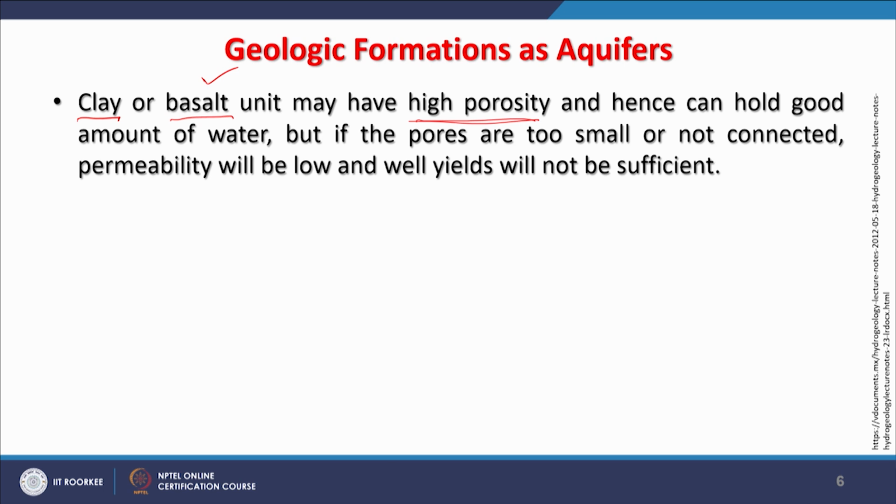Clay will have a lot of porosity, but let me tell you here itself, the permeability is very poor. That means it does not allow water to flow through it very easily as compared to sedimentary rocks or other rocks. Hence it can hold a good amount of water. So, it can store a good amount of water, but the pores are too small or sometimes not connected, and therefore the permeability will be low and well yields will not be sufficient, and that is the challenge we face in India in this Deccan Trap terrain where basaltic rocks are there. The porosity is high, but permeability is low and poor, I would say.